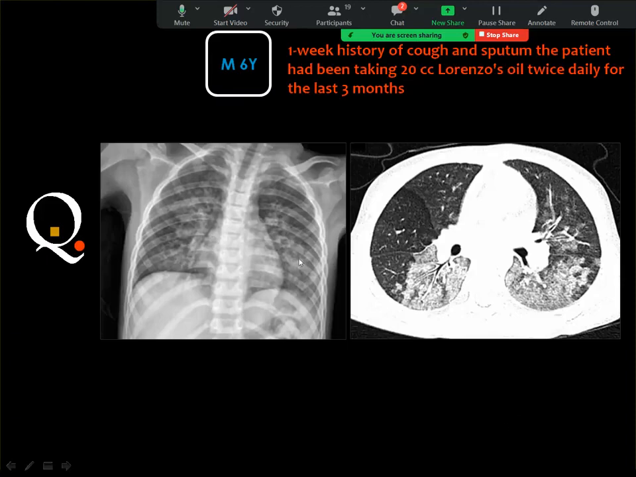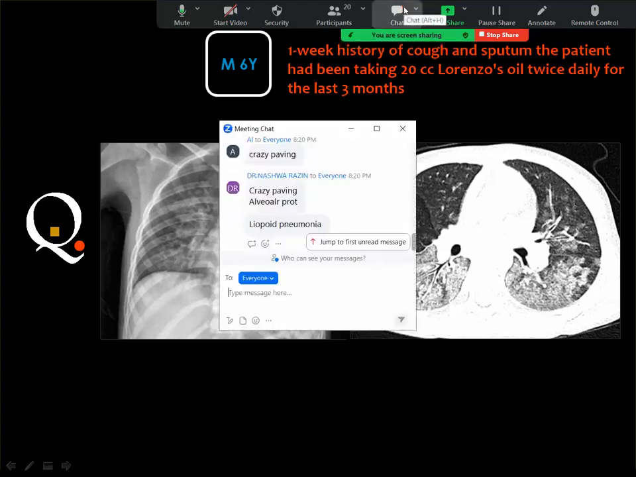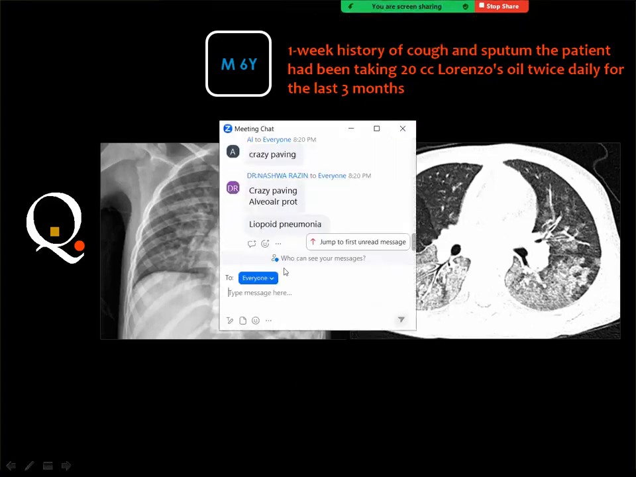you see a chest X-ray with diffuse lung disease as well. Then in the CT scan, you got patchy alveolar opacities and some areas of air trapping. But it's very important to know the history of this patient. He is a male child with 1 week history of cough and sputum. The patient had been taking 20 cc Lorenzo oil twice daily for the last 3 months. And this is the clue for the diagnosis of lipoid pneumonia.